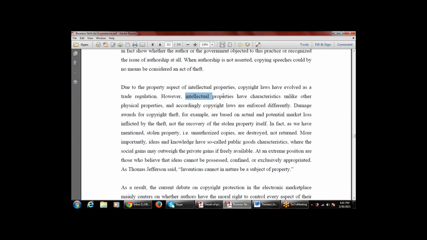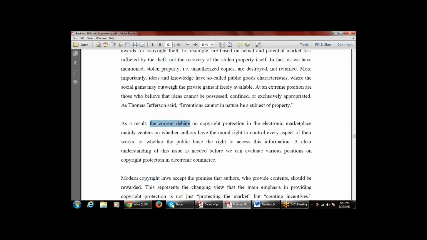However, intellectual properties have different characteristics unlike other physical properties, and accordingly, copyright laws are enforced differently. Damage awards for copyright theft, for example, are based on actual and potential market loss inflicted by the theft, not the recovery of the stolen property itself.